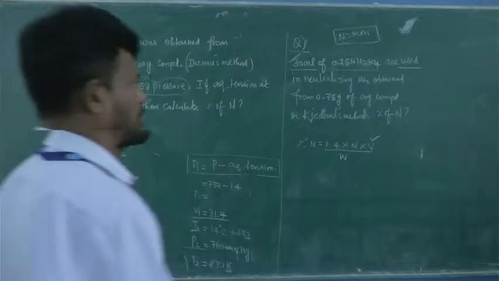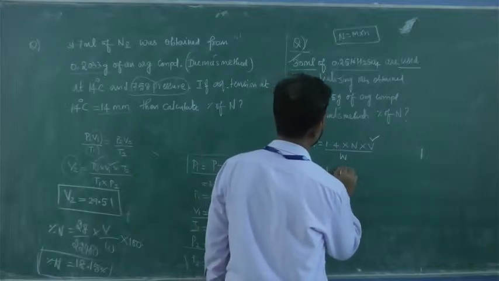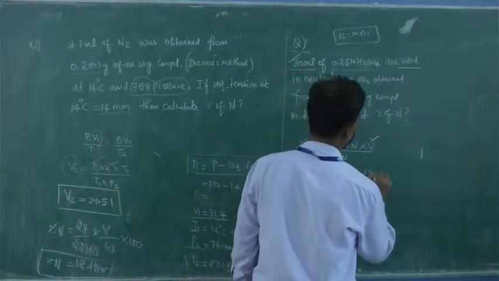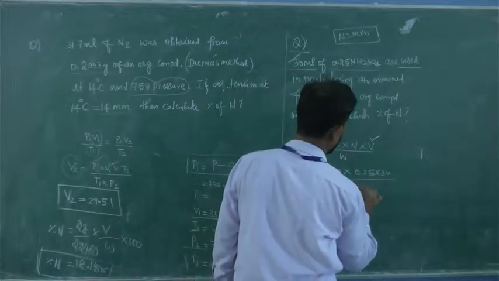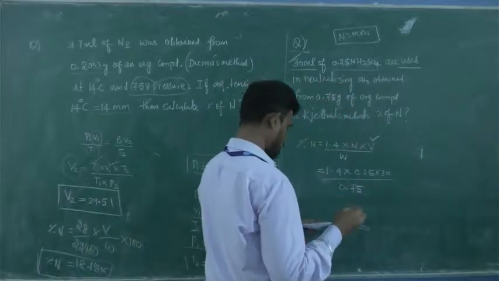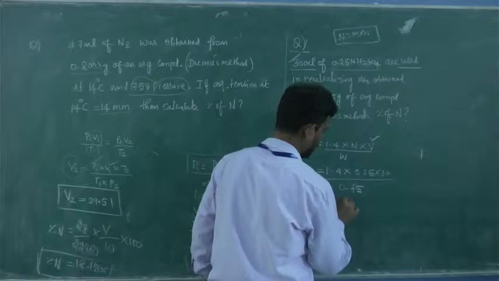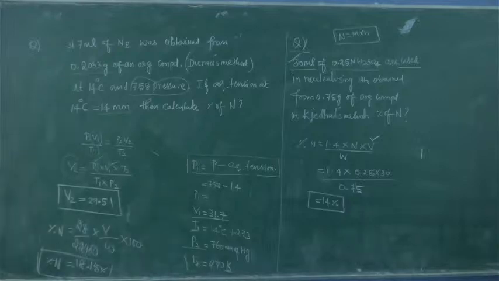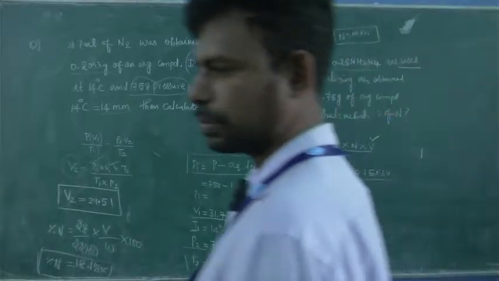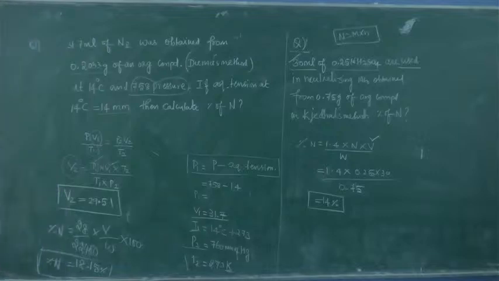So the formula, very simplest formula: 1.4 into 0.25 into 30. The weight of organic compound is going to be 0.75. So the answer is going to be... check. Is it clear? Yes? Excellent. Shall we go to the next question?